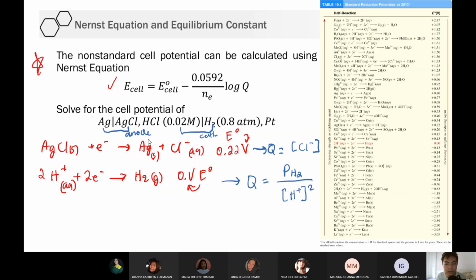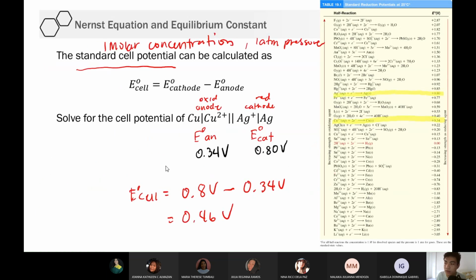Pag nagbasa kayo ng textbook, pag nagbasa kayo ng libro, instead of seeing this, ang nakalagay, E right minus E left. Ano ba yung nasa right? Cathode. Ano yung nasa left? Anode. So, yun. Cathode minus anode pa rin yun.